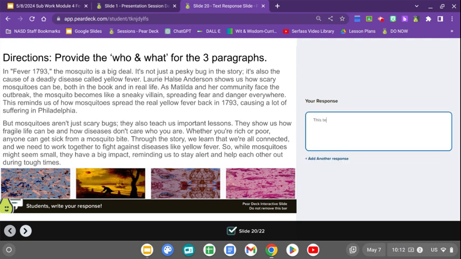This text is mostly about who and what. In this case, the who might be an animal, and the what is what about that animal. Please take the time to complete this sentence starter for slide 20. Please do so now.